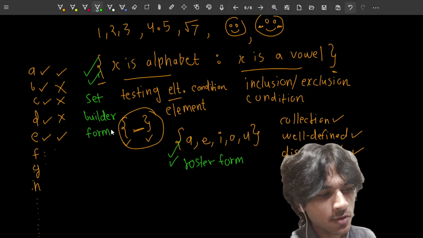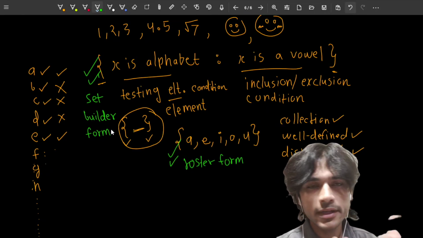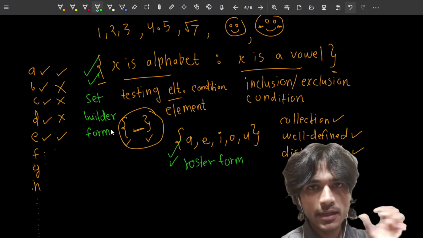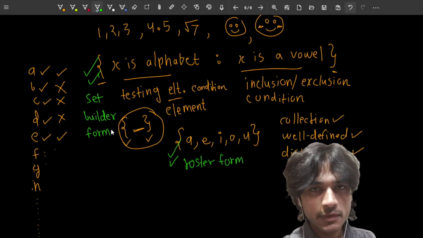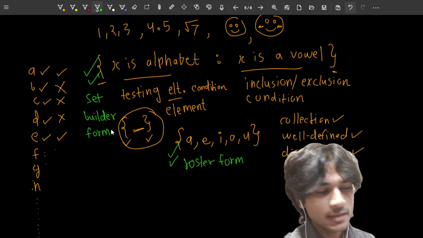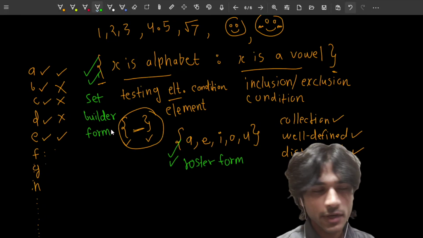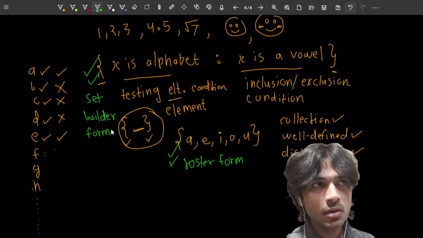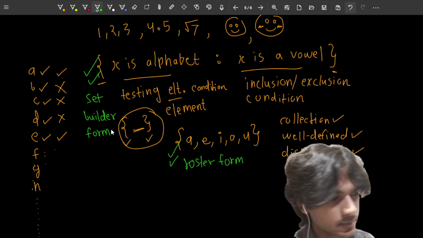Roster form means that we're going to write all the elements in it, right? Or even if it's not all the elements, we will start writing with elements in it. So there will be no testing condition, no inclusion or exclusion condition. It will simply be a collection and then there will be its elements, right? And a set builder form is that it will give you a condition. You have to build the set yourself, right? The way we have x is an alphabet and x is a vowel. So it doesn't give me elements. What it gives me is the condition to build the set, right? So these are the two forms.